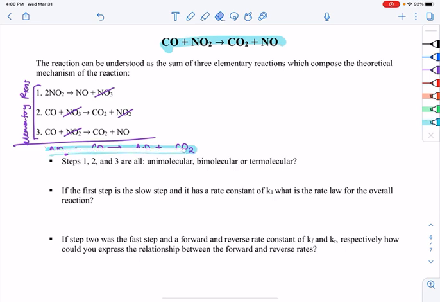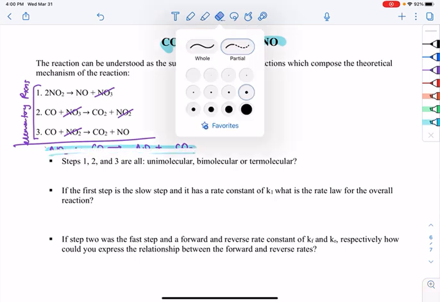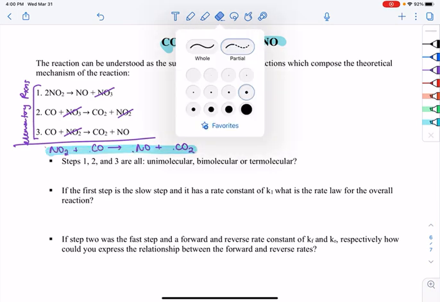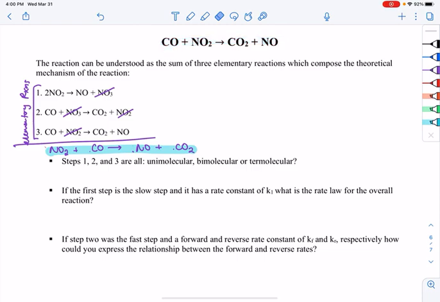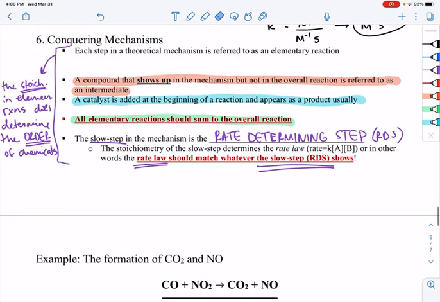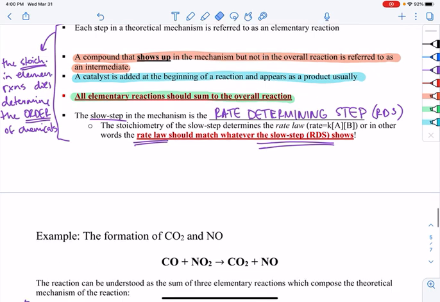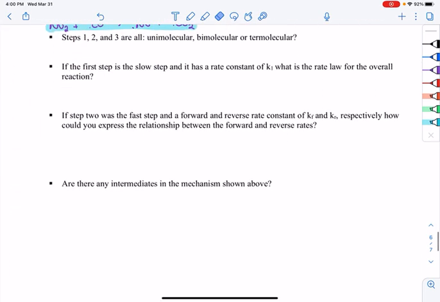That's always the first step in verifying if the mechanism is valid. Add the steps together, right? All elementary reactions should sum to the overall reaction. You have to have that in your memory. All right, so let's keep going.